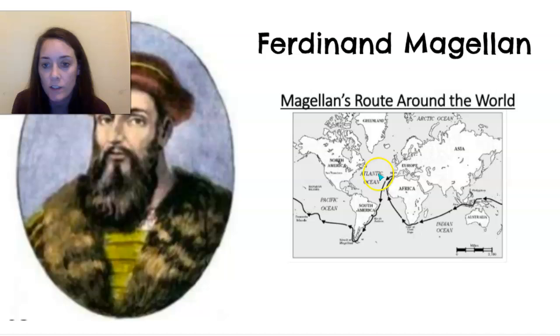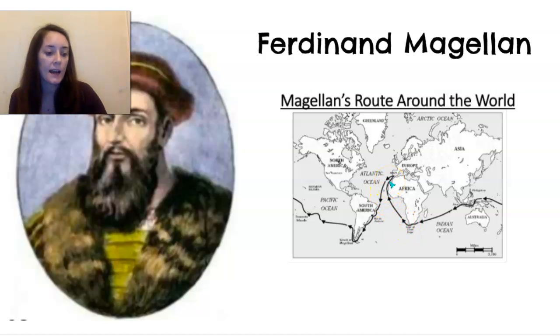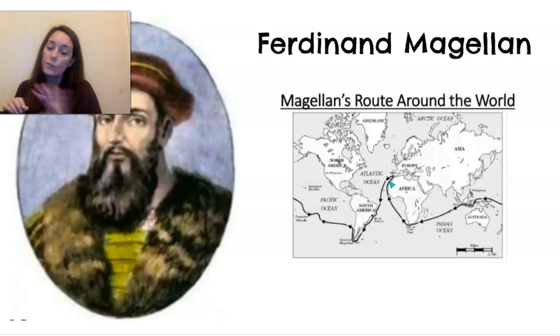And this is the route that he took. So he started in Spain, and he went down and underneath South America, underneath Brazil here, and then up and around into the islands, and kind of came in through here, Malaysia, and then in through Australia, down and around Africa, and came back.